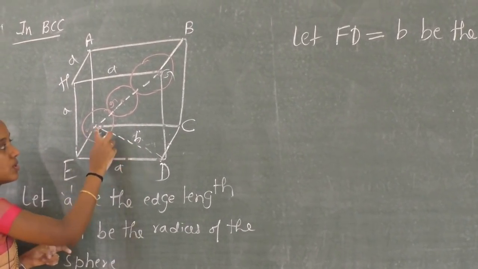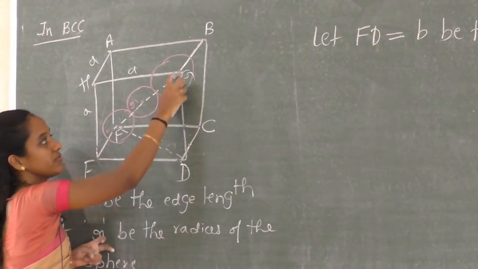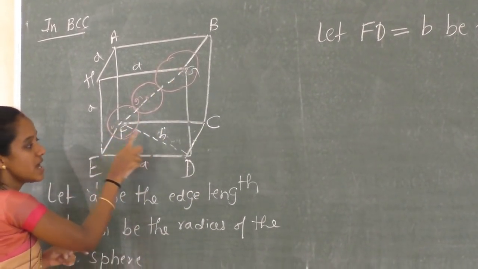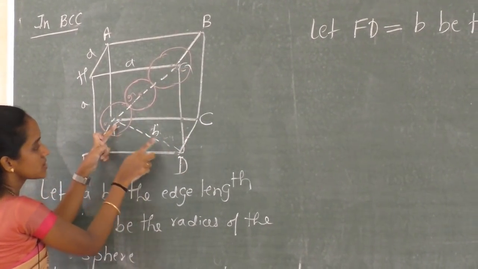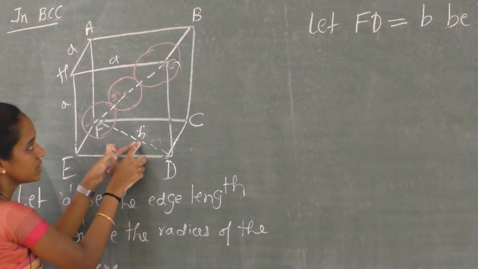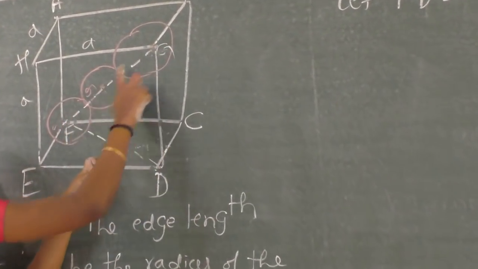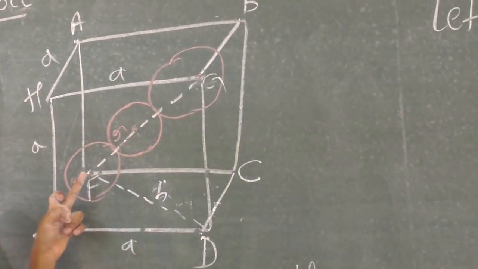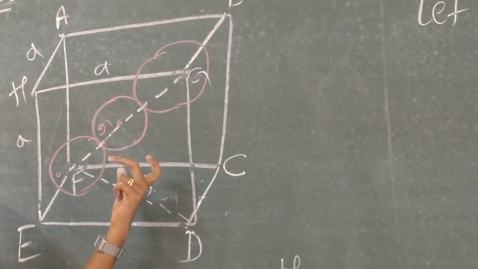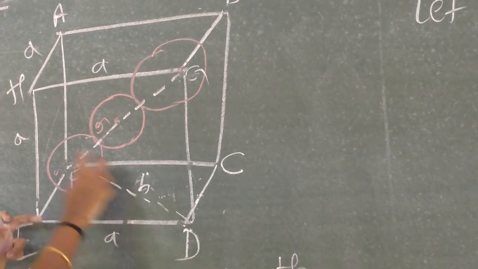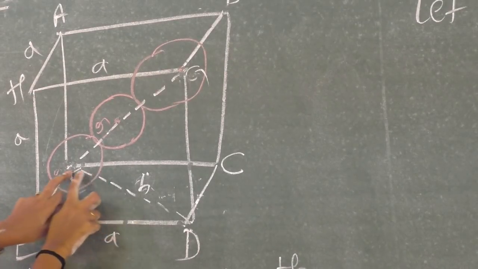After that, you have to consider one more triangle here, that is FDG, because this value is known here. This is the edge length. So the third side, which is C, can be calculated. Now the first step is to calculate the side FD.